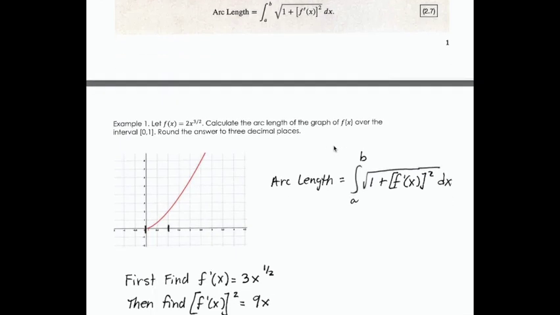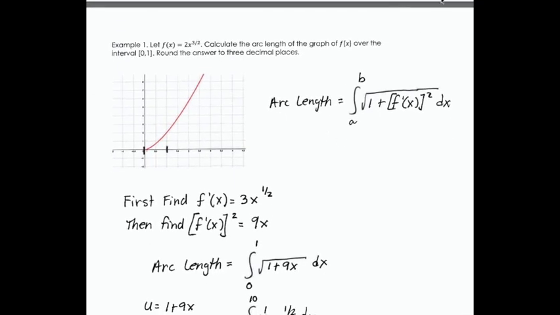So let's go on to our first example. We have the graph f of x is equal to 2x to the 3 halves. We're going to calculate the arc length of the graph f of x over the interval from 0 to 1. So we're looking at it from here to here. We're trying to calculate this length. Round your answer to 3 decimal places.